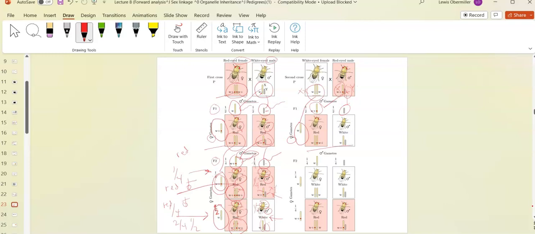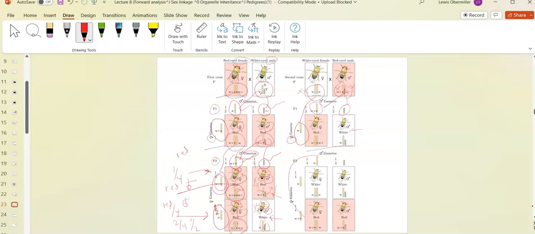And then we can follow the crosses out, right? So 100% of the females will be red-eyed. 100% of the males will be white-eyed. And we would expect a 1-to-1 ratio, right? Half of all the offspring would be female, half of the offspring would be male. 100% of the females would be red-eyed, and 100% of the males would be white-eyed.